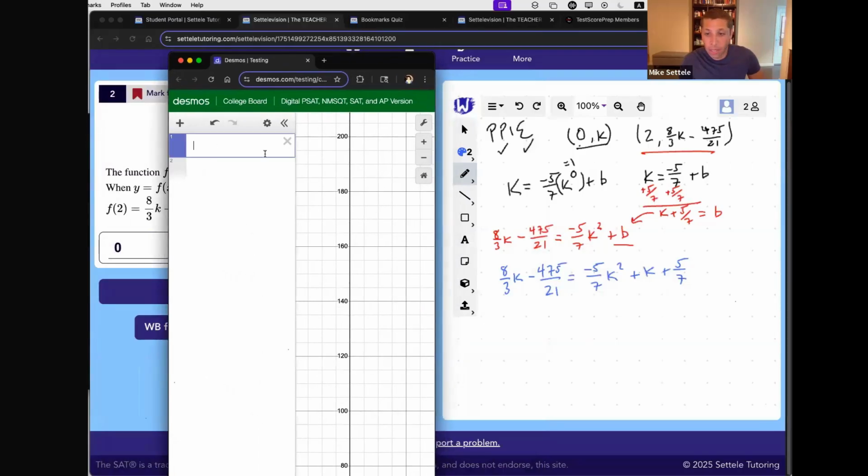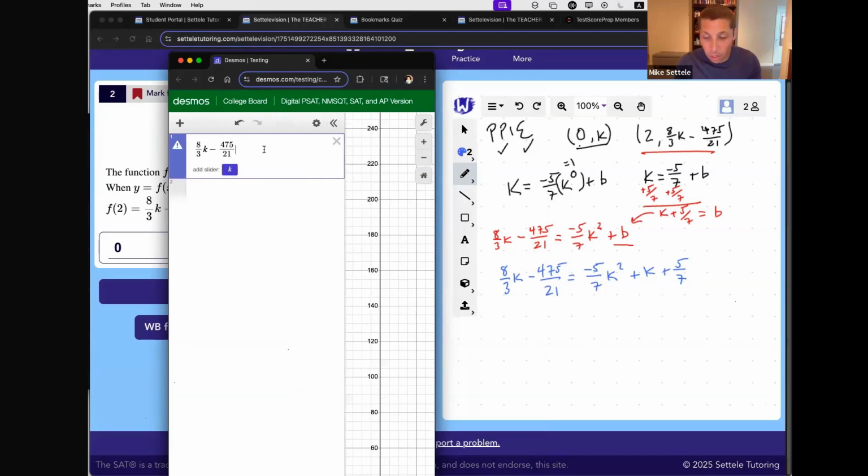So it's out of the way. And I'm going to type this in, right? So here, I'll type it in just as I wrote it: 8/3 k minus 475 over 21. Can I make this bigger? Yes, good. Equals negative 5/7 k squared plus k plus 5/7.